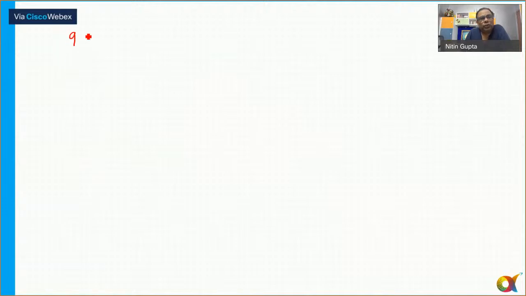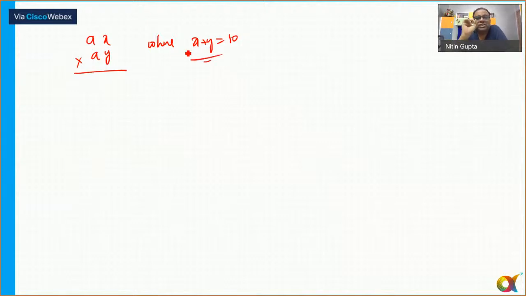If I say there is a number in the form of AX into AY, I need to multiply these two, where X plus Y is equal to 10. It means the sum of the last digits is 10 and the leading digits are equal. Like if I need to multiply something like 23 into 27.